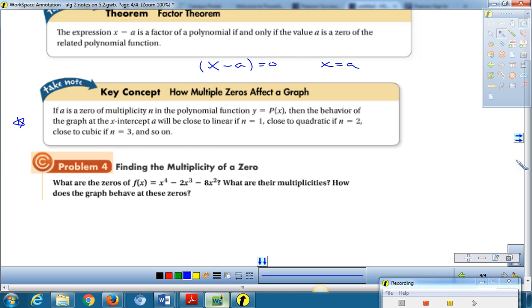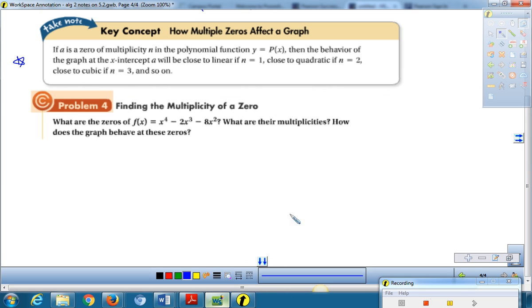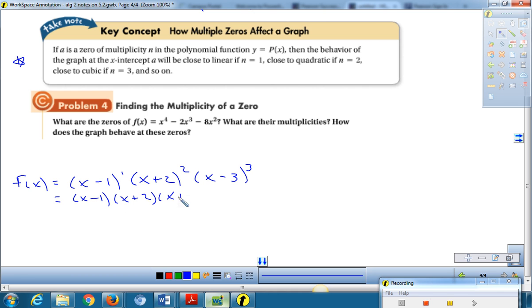So let's figure out what they're trying to tell us. Take good notes on this one. So let's say I have a function f of x equals, in factor form, x minus 1 to the first times x plus 2 to the second times x minus 3 to the third. So these are factors, and if I wrote them all out, x minus 1 times x plus 2 times x plus 2 times x minus 3 times x minus 3 times x minus 3.